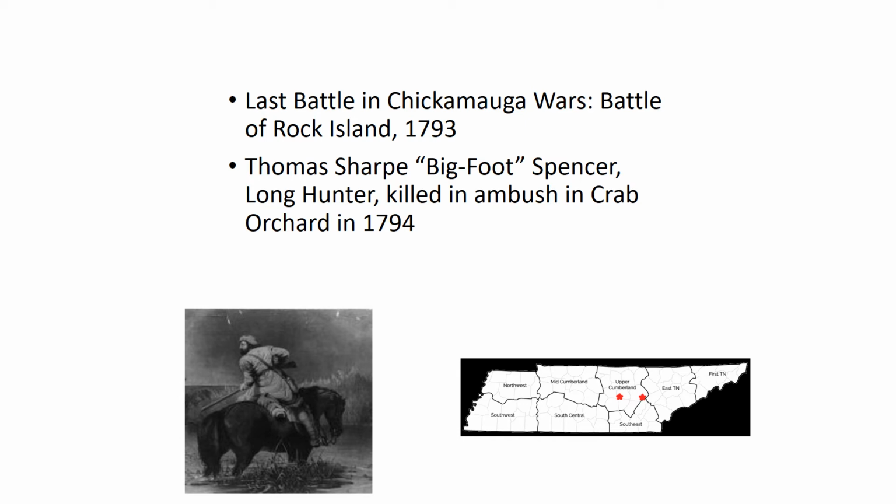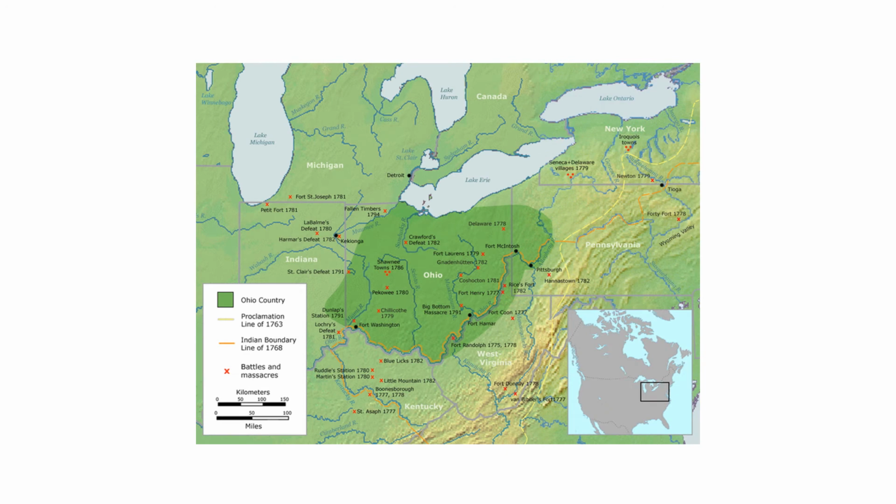So, in 1794, the Chickamauga Wars came to an end, and the reason they ended when they did and how they did had a lot to do with what was going on farther to the north in Ohio with the Chickamauga Cherokees' allies, the Shawnee. Now, if you will recall, the Shawnees were part of the group that came down and invited the Cherokees to go to war against the new United States in 1776. But at that time, not all the Shawnees were in favor of going to war.